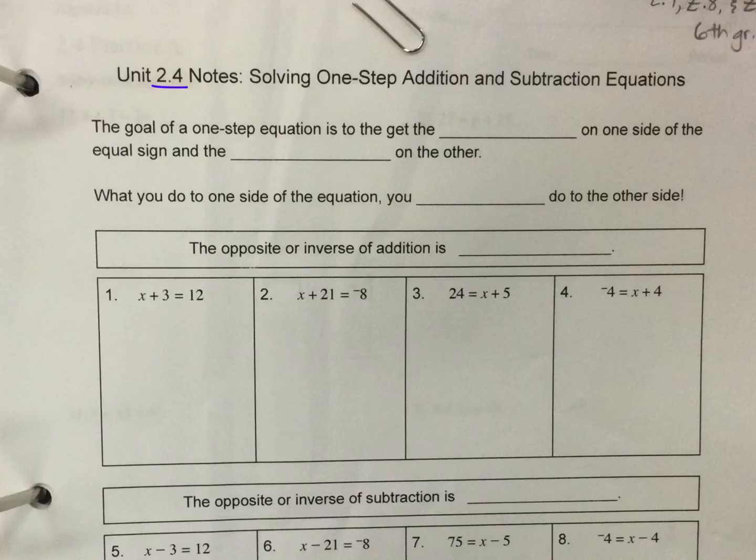The goal of one-step equations is to get the variable or letter on one side of the equal sign and the number on the other. What you do to one side of the equation, you must do to the other side. All right, so we're first going to talk about addition. And we all know that the opposite or inverse of addition is subtraction.